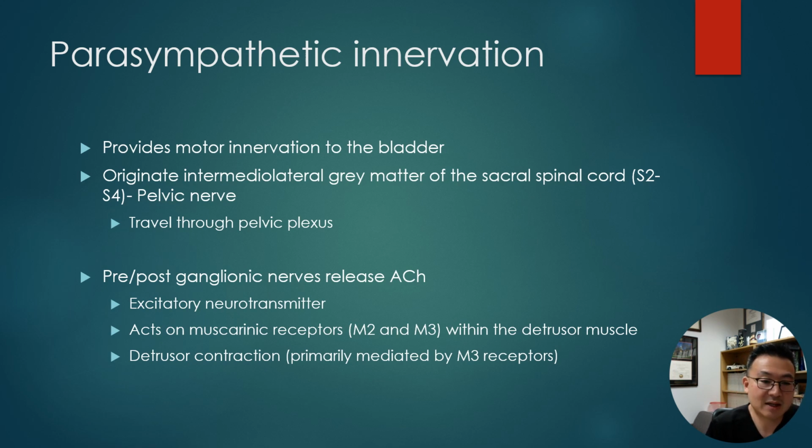The pre- and postganglionic nerves release acetylcholine. This is an excitatory neurotransmitter and acts on muscarinic receptors within the detrusor muscle. It usually acts on the M2 and M3 receptors. There are 5 subtypes of muscarinic receptors. It's thought that detrusor contraction is primarily mediated by M3 receptors.